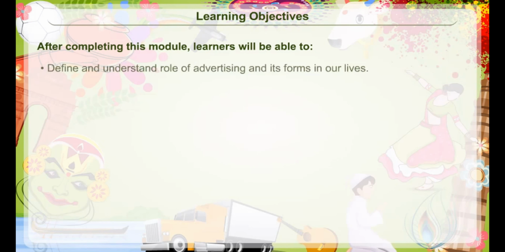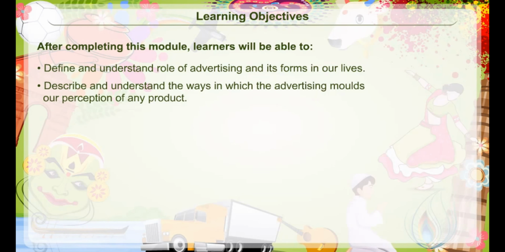Learning objectives. After completing this module, learners will be able to define and understand the role of advertising and its forms in our lives. Describe and understand the ways in which advertising molds our perception of any product.